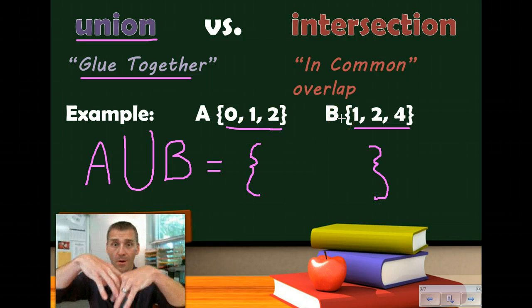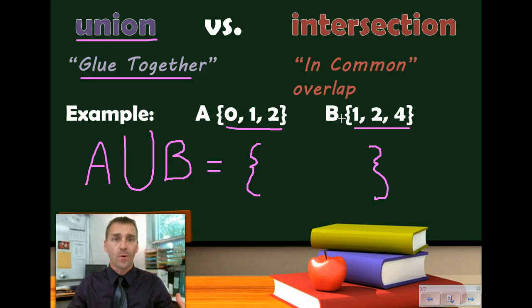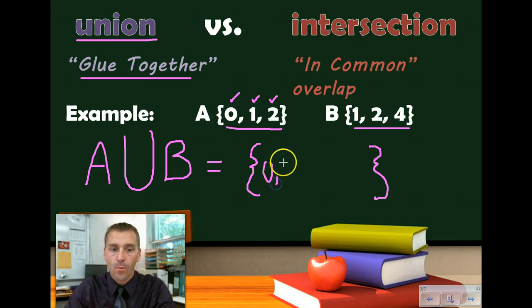So throw it all into one pot, one hat, one bag, whatever. What you'd have is definitely 0, 1, and 2. So that goes in here: 0, 1, and 2. But then over here, you'd have to throw in 1, 2, and 4. Well, we already have a 1, so disregard that one. We already have a 2, so disregard that one.